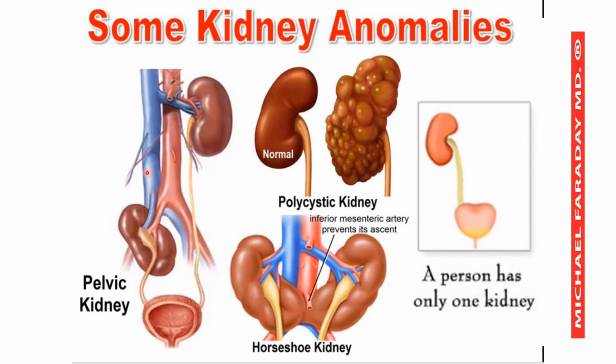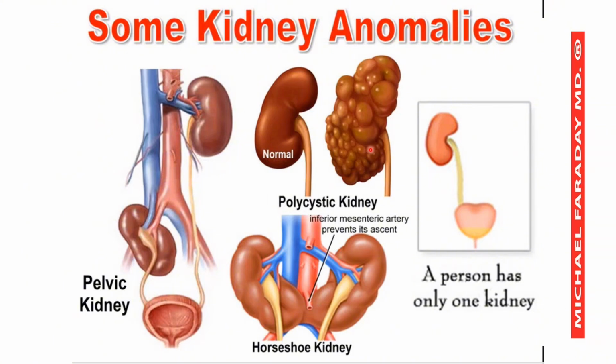That's an anomaly. Then we have polycystic kidney disease, a genetic condition where you can have multiple cysts containing fluids around the kidney. Usually patients do not survive beyond 60 years, and tend to have renal failure.